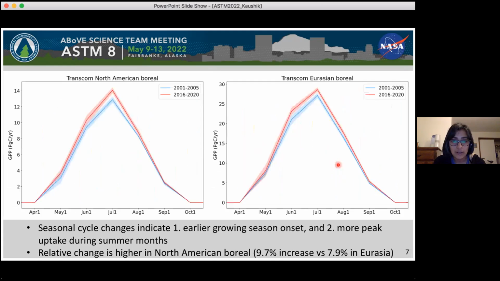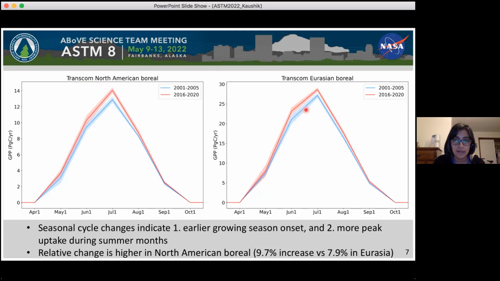So then we can go ahead and look at the GPP changes over time, because that's what we were interested in looking at, whether the seasonality changes in the high Arctic can be attributed to terrestrial biogeochemistry. And what we see is if we look at the first 5 years of the early 2000s versus the last 5 years leading up to 2020, we do see early growing season onset, more peak uptake during the summer months. And this is both in the Transcom North American region, as well as the Eurasian boreal region.